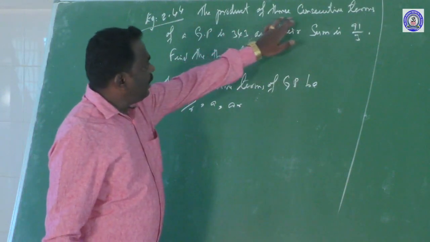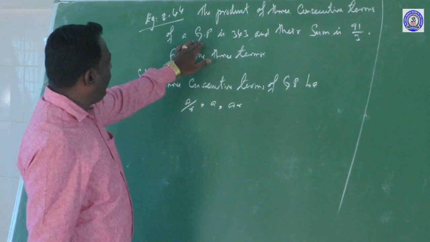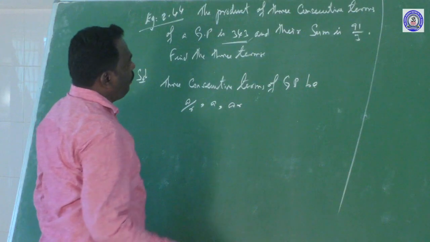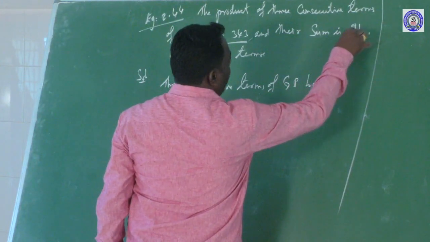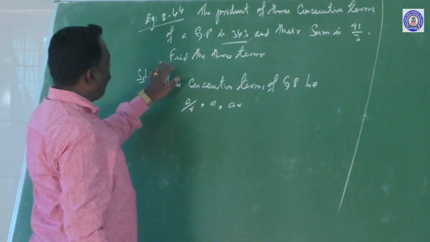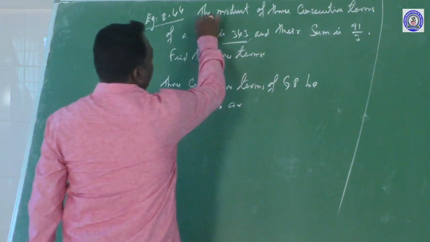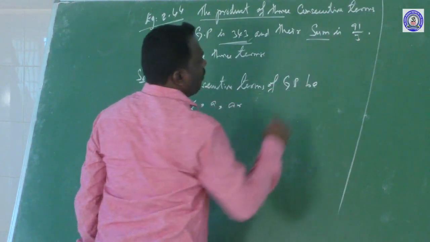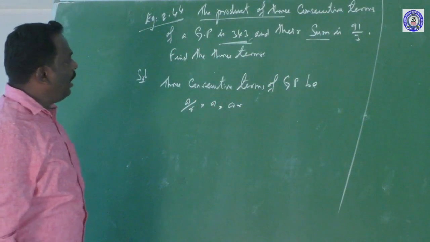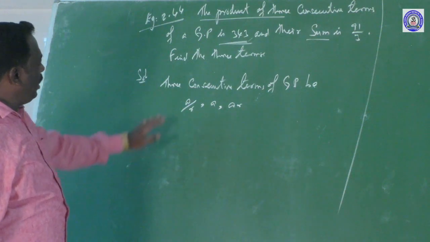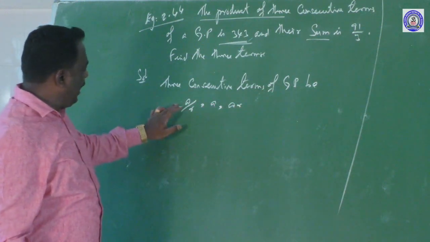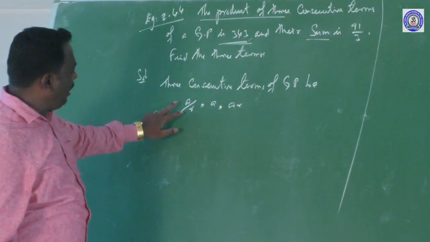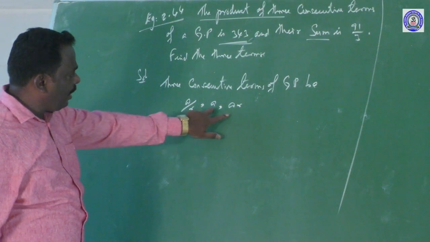Example number 44. The product of 3 consecutive terms of a GP is given as 343 and their sum is given as 91 by 3. Therefore find the 3 terms. Now we know 3 consecutive terms of the GP are defined by A by R comma A comma AR.